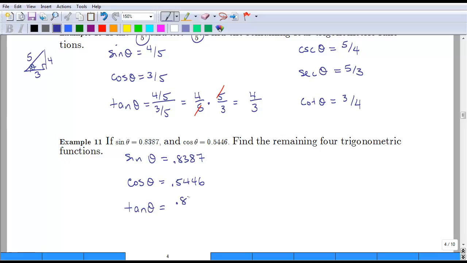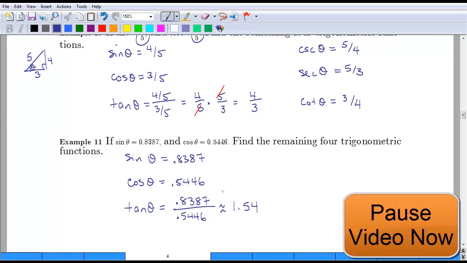It is 0.8387 divided by 0.5446. So if you do that calculation, you should end up with 1.54 approximately. So we'll use our approximately symbol. Now I want you to pause the video at this point and find the other 3, the reciprocal trig identities.